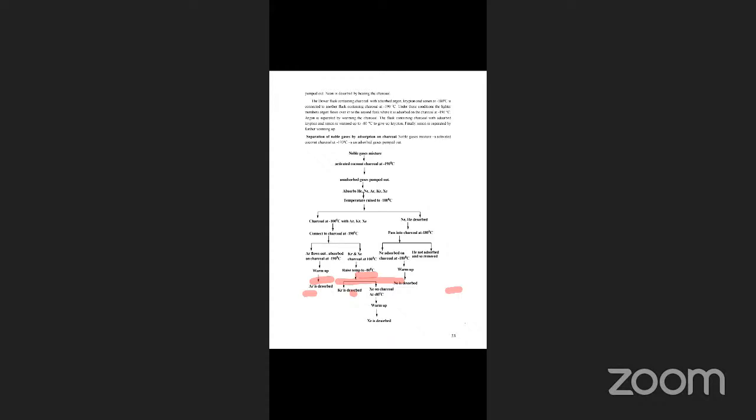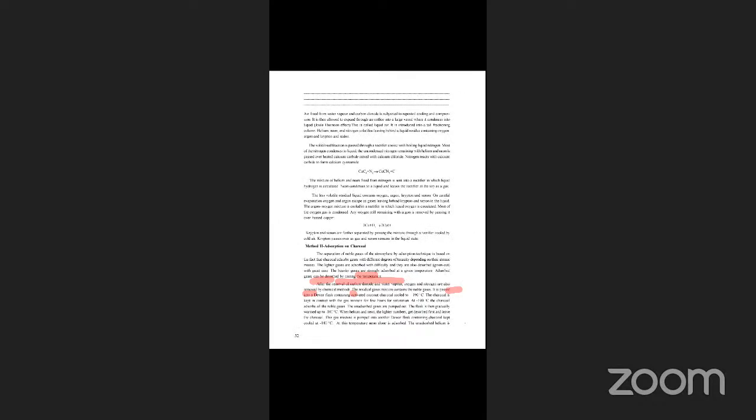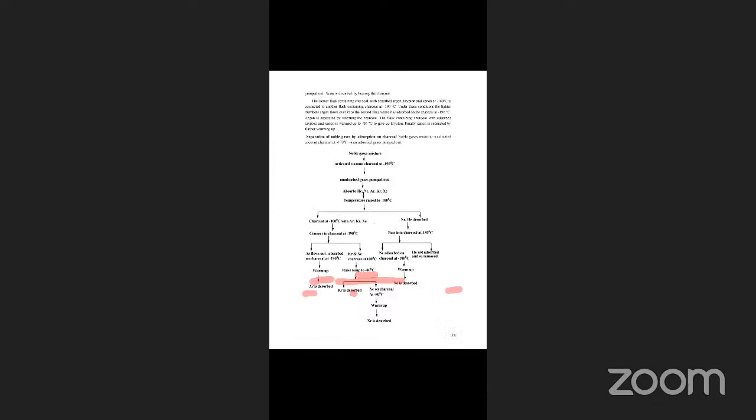So helium has gone out first, then neon has gone outside. The unadsorbed helium is pumped out, and neon is desorbed by heating the charcoal. The Dewar flask containing charcoal with adsorbed argon, krypton and xenon remains. Helium and neon are removed. The remaining are argon, krypton and xenon.